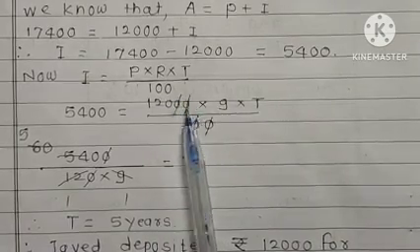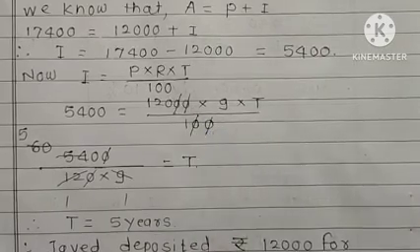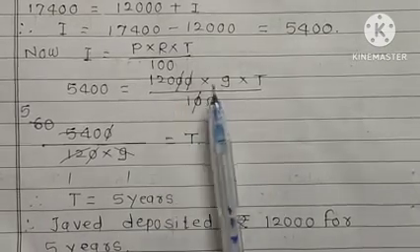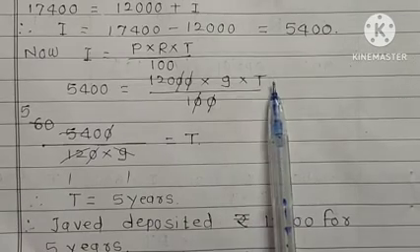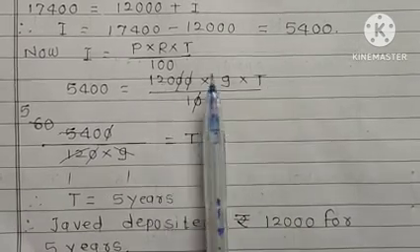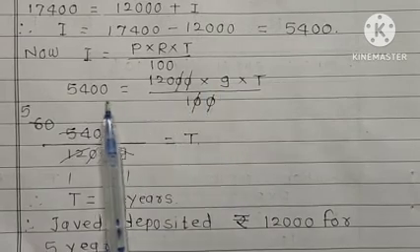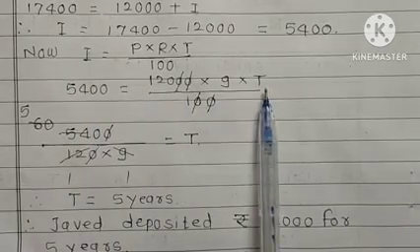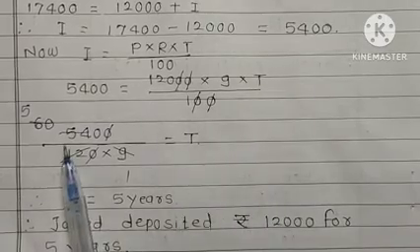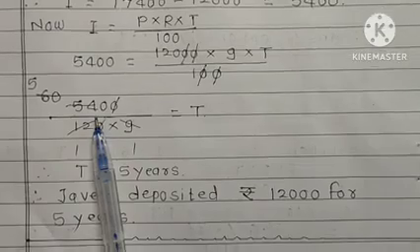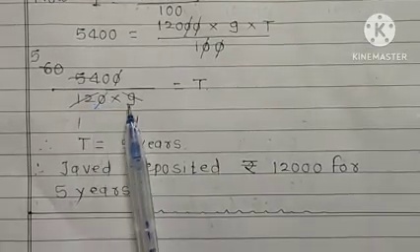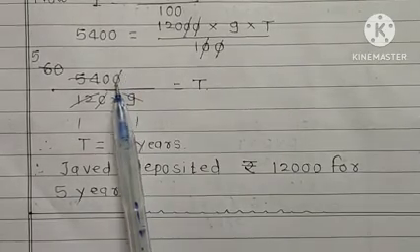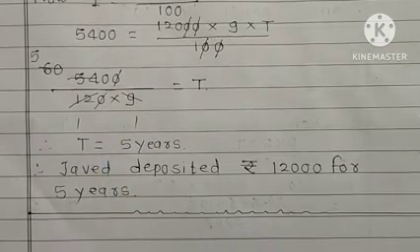Cancelling these two zeros from numerator and denominator, you will get 120 into 9 into T. So taking 120 into 9 in the denominator of 5,400, that will give you T. So 5,400 upon 120 into 9, that is equal to T. Cancelling this single zero from numerator and denominator.